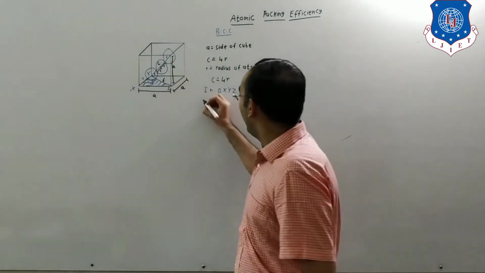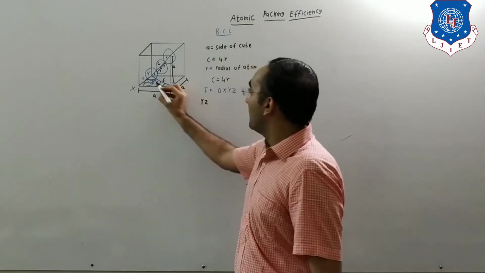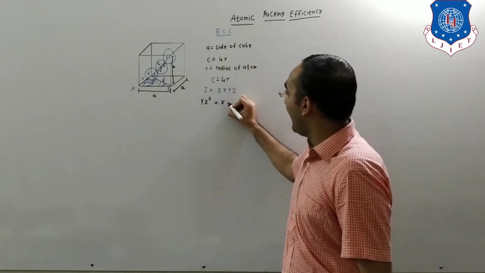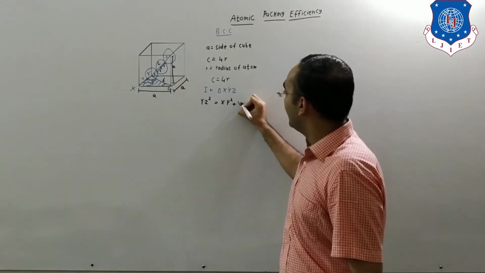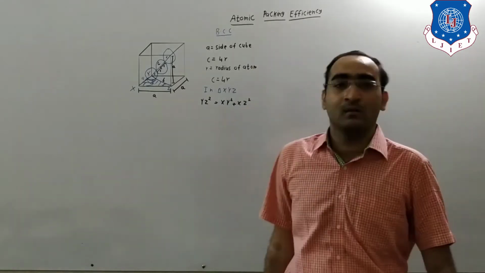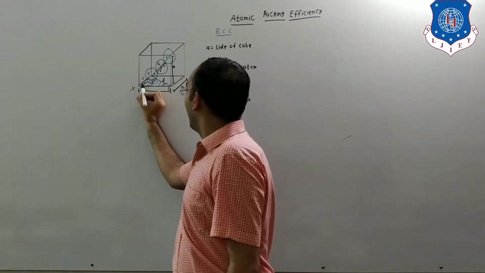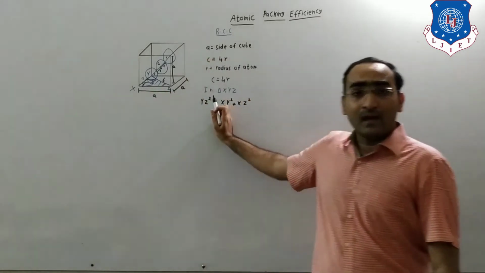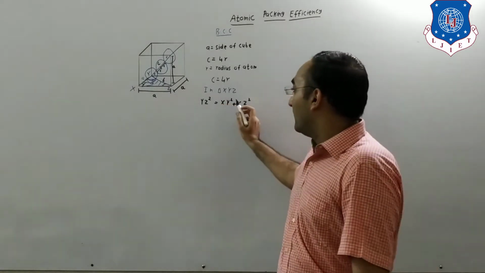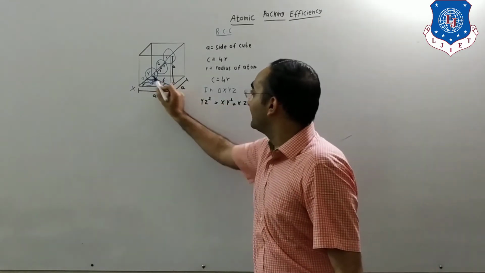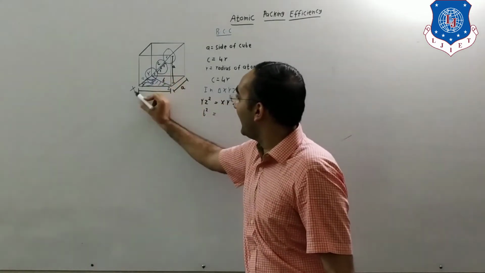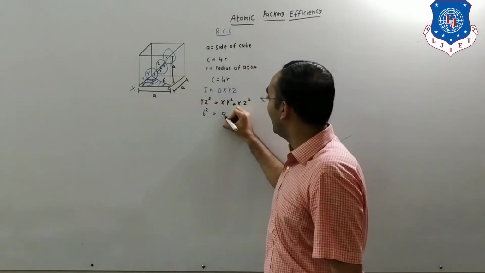So what will happen? Your YZ will be your diagonal side. So YZ square is equal to XY square plus XZ square, because here they are forming a right angle. So we are using the Pythagoras theorem over here. What is YZ? YZ is nothing but B square. What is XY? XY is nothing but A square.